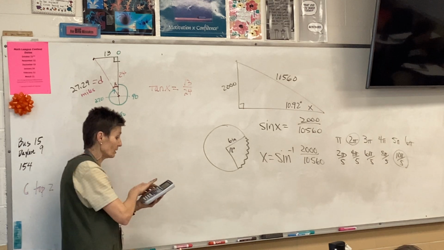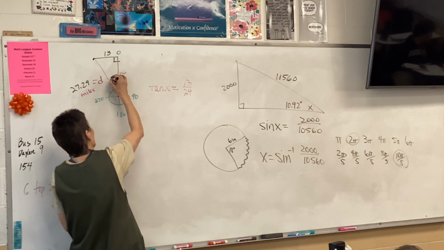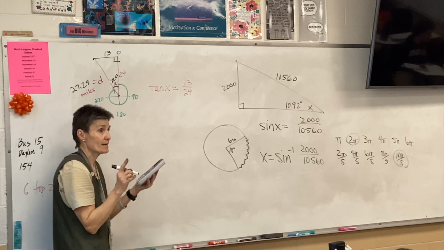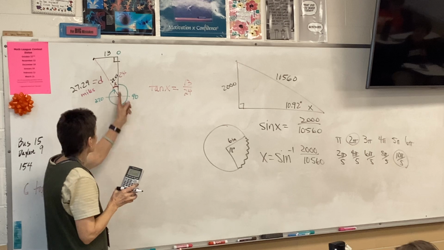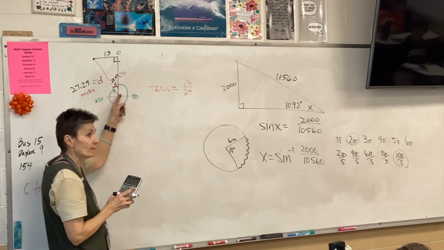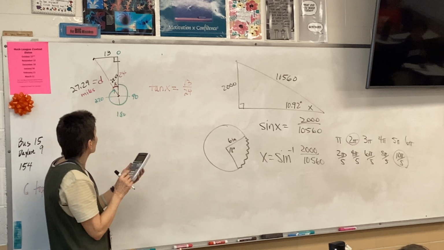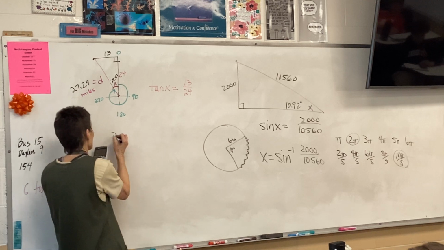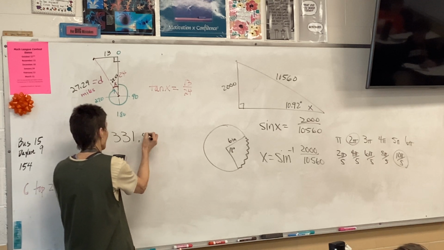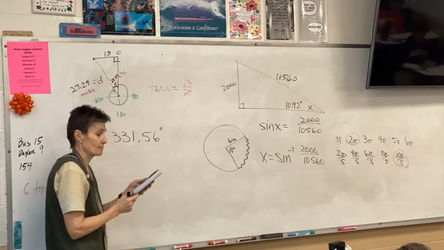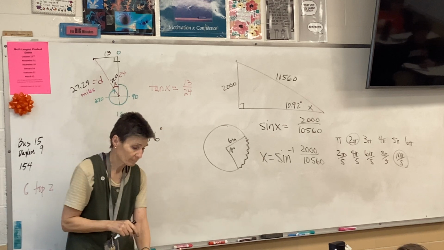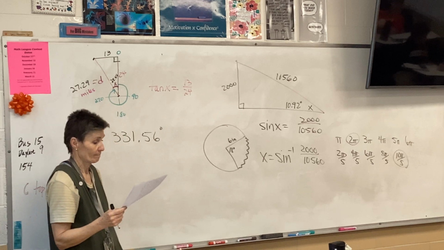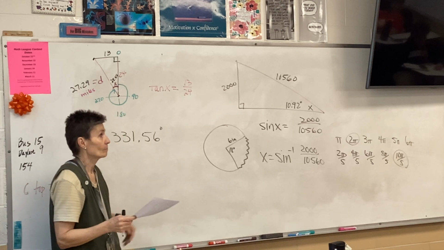So that angle is 28.44. That is not the answer though. The 360 minus that is everything else, right? So I'm going to subtract that from 360. And his course is 331.56 degrees. We're done.